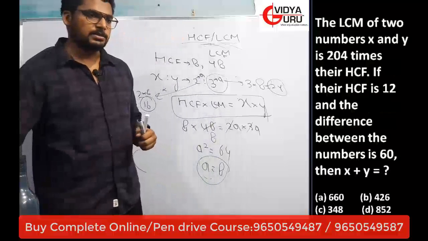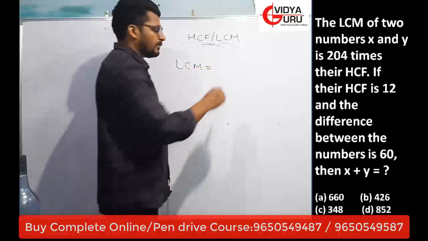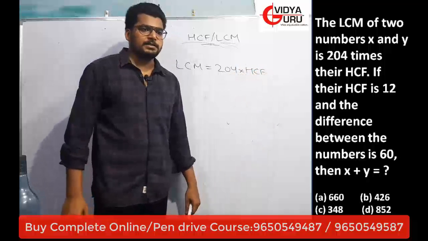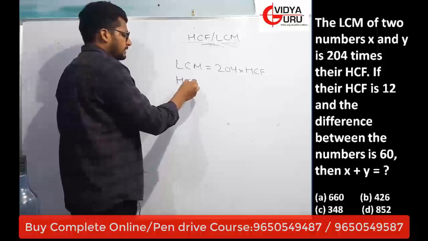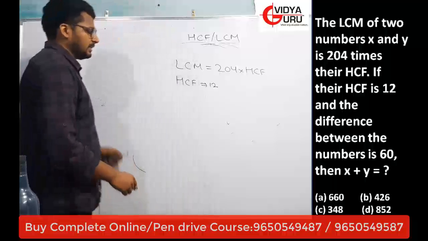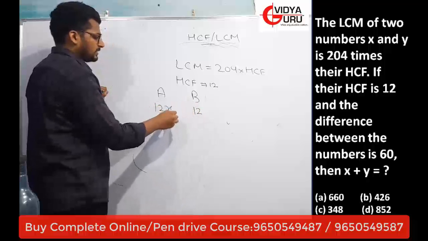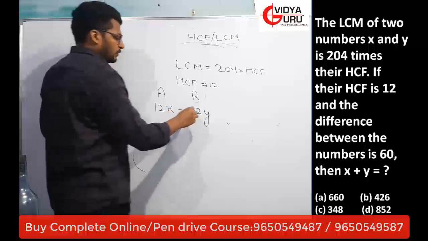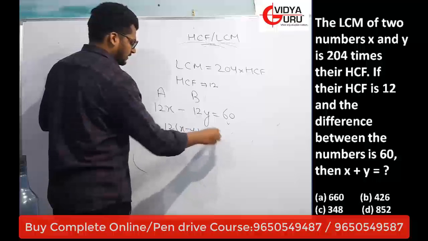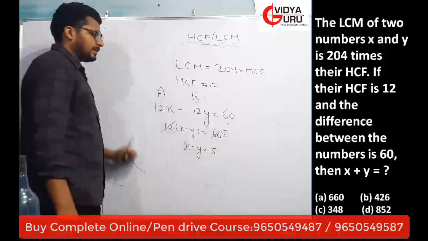Coming on to our next question. LCM of two numbers is 204 times HCF. If their HCF is 12, and the difference between the two numbers is 60, what will be the form of the two numbers? 12 will be present in both numbers and this will be the uncommon part. The difference of two numbers is given as 60. That means if I take 12 common, x minus y is given 60. 12 5 times is 60. So x minus y is 5.